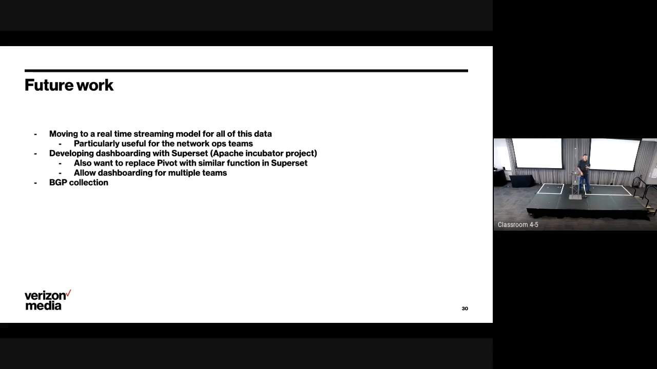Then we also want to allow teams to come into this data and set up their own dashboarding and their own alerting, whenever they want. I mentioned BGP collection before, that's still future work. Once we collect the BGP data, we can enhance this data with it. It's been a little bit harder getting that data since it is quite a bit of information that we're collecting.